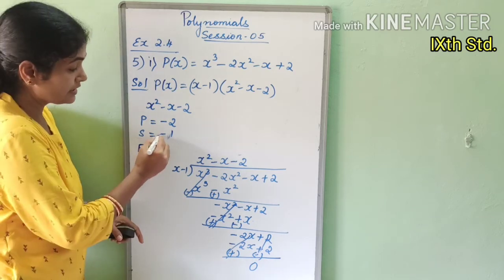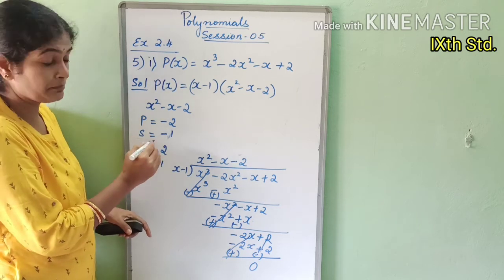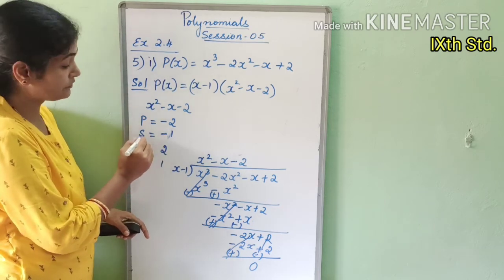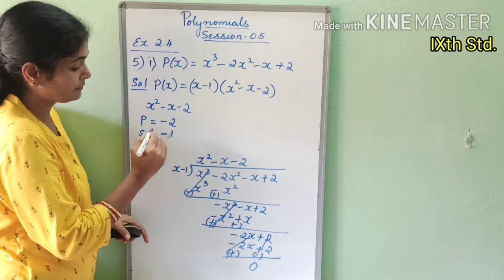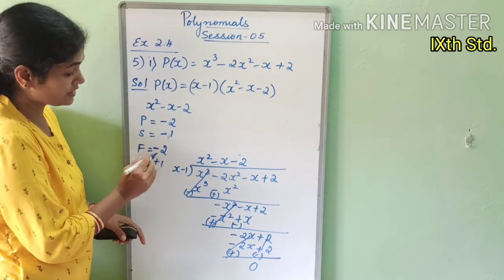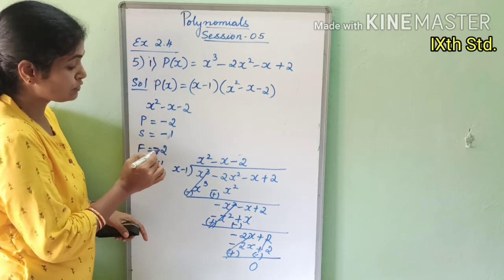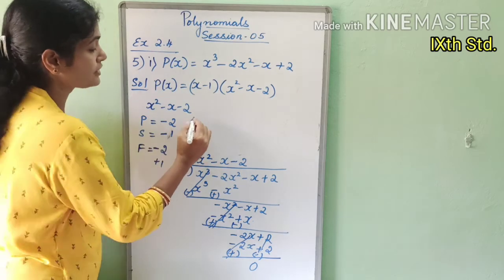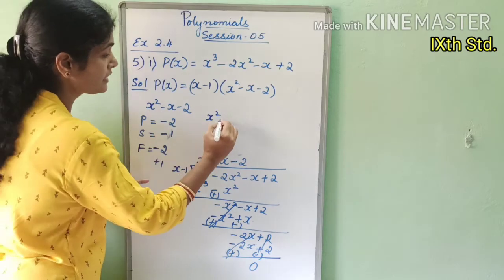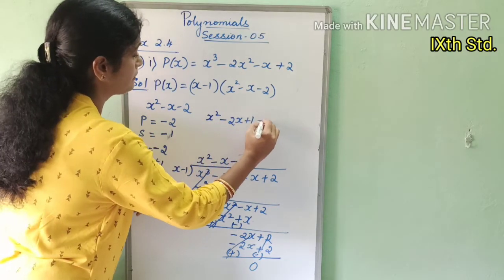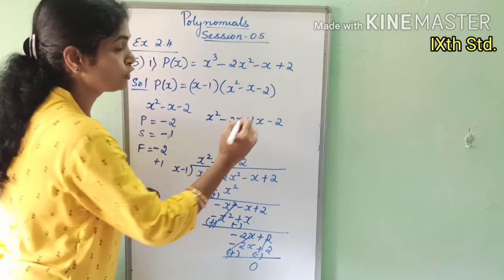Now since the sum is negative, the greater number in the factors will have the sign of the sum. So minus, and here I will put plus. Okay, now this is correct. Minus 2 into 1 gives you minus 2. Minus 2 plus 1 gives you minus 1. Now you are breaking this minus x as minus 2x plus 1x, minus 2, right?